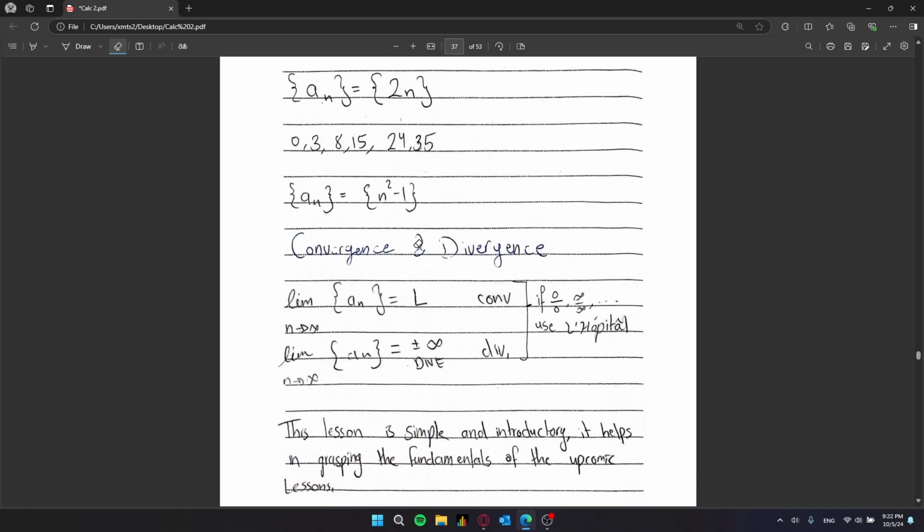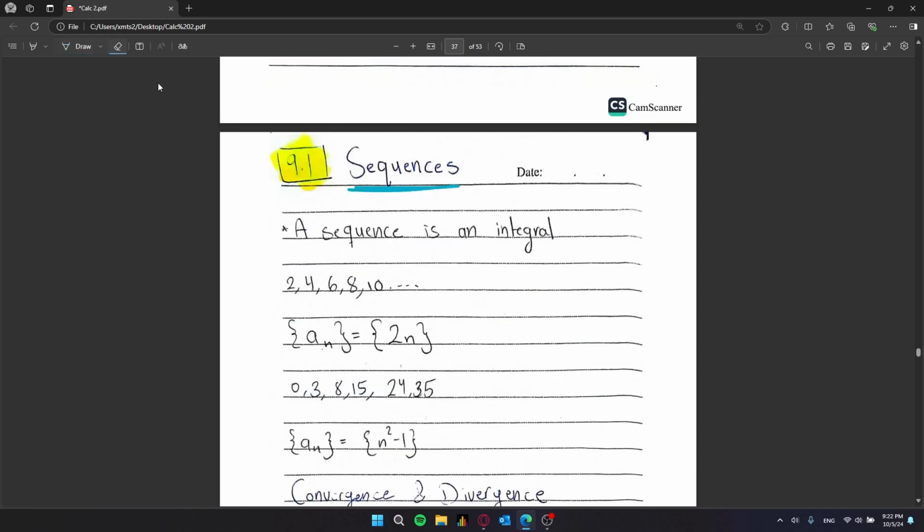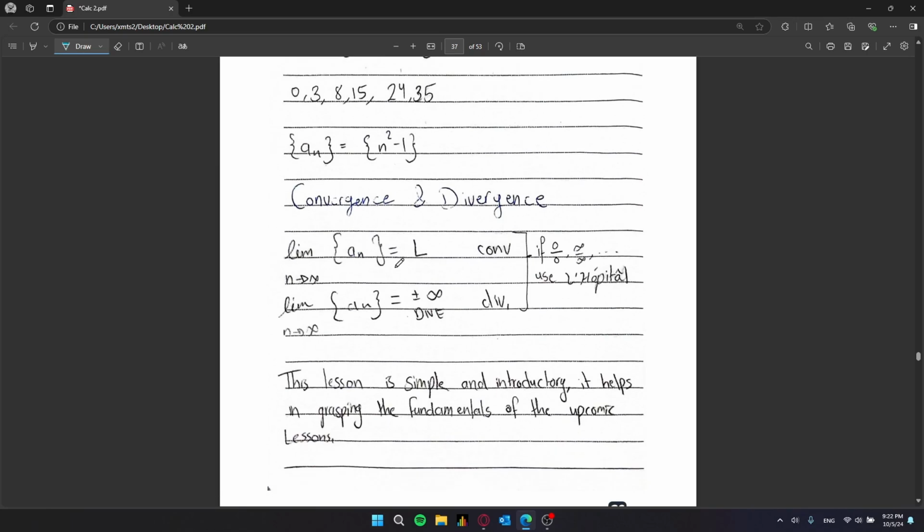So, convergence and divergence. If you take the limit of any sequence, not series, sequence, the limit of a sequence, and it approaches a number, it converges. If it is plus or minus infinity, or it does not exist, then it diverges. There are a few cases in which it's not going to be either. It's going to be 0 over 0, some indeterminate value. Then you have to use L'Hopital's rule, which is you differentiate both numerator and denominator, and you will then get the limit and apply one of these two conditions.